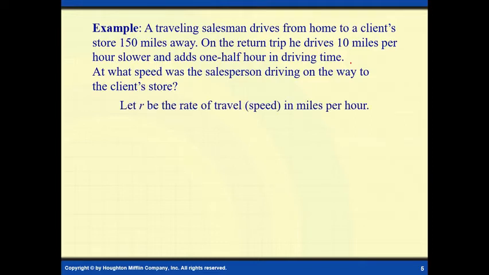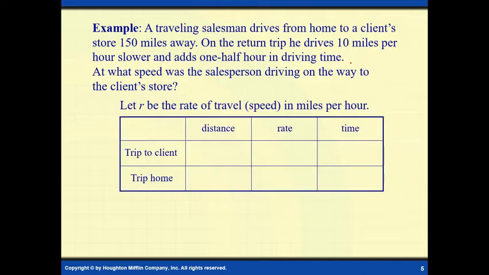Okay, we're going to let r be the rate of travel, the speed per mile. We know that the distance is 150, the rate is going to be r, and so the time, remember, is equal to the distance over the rate.